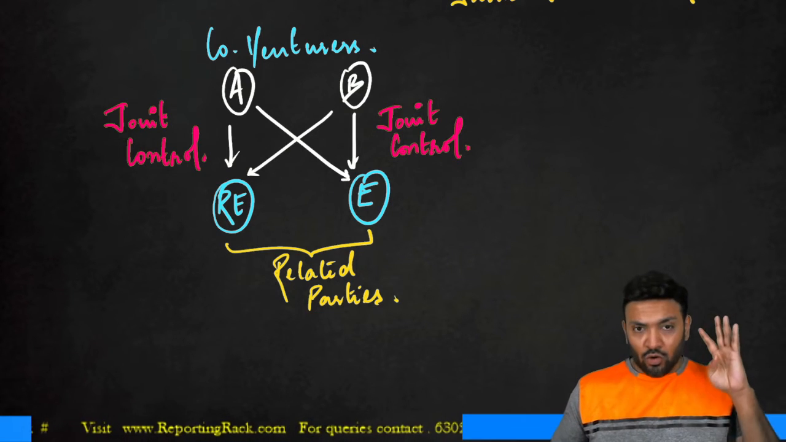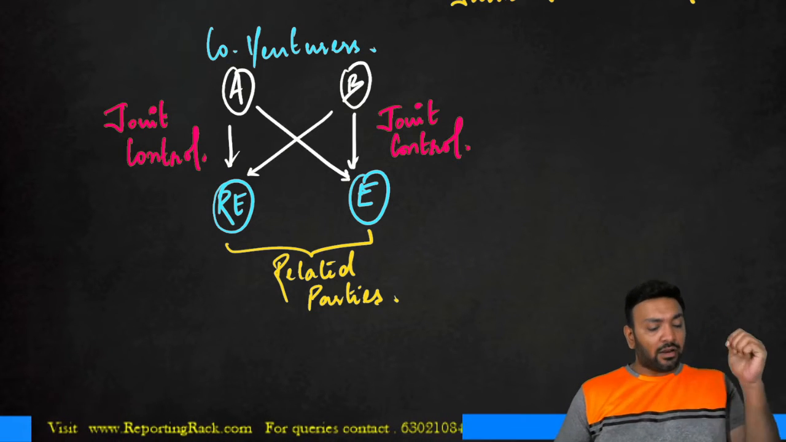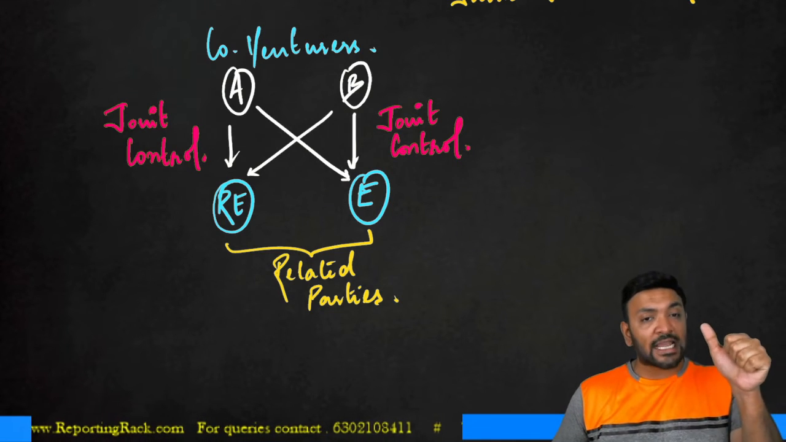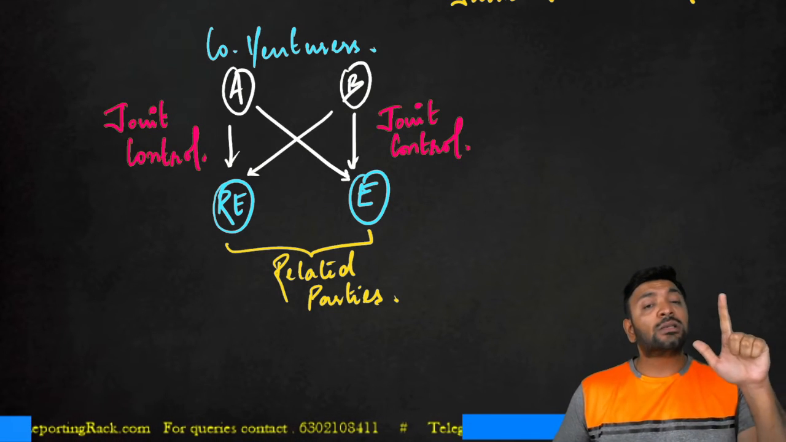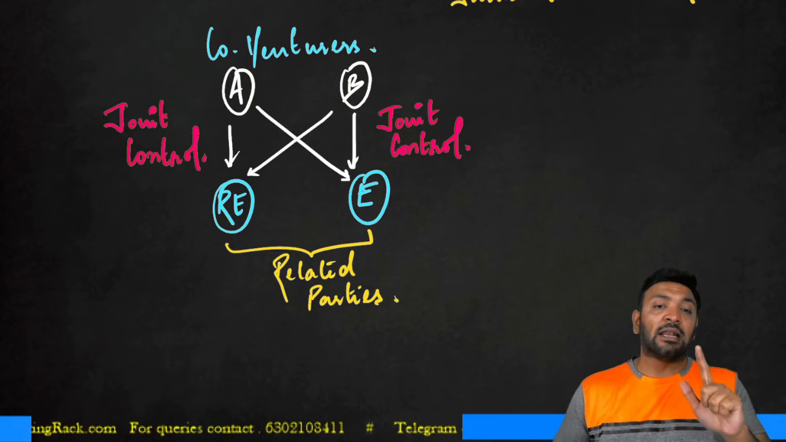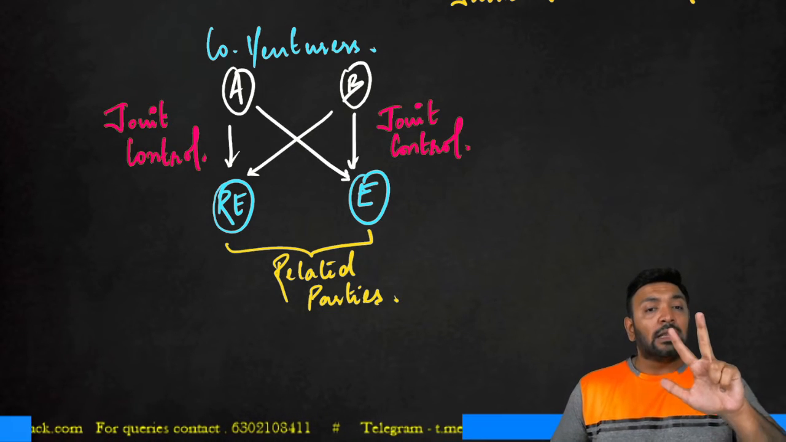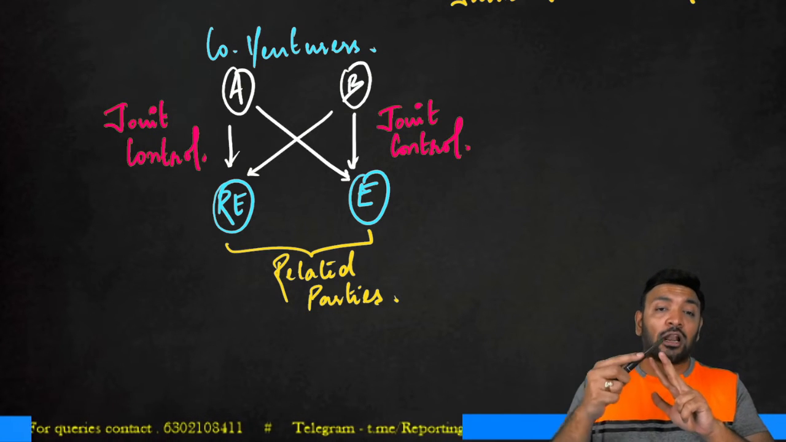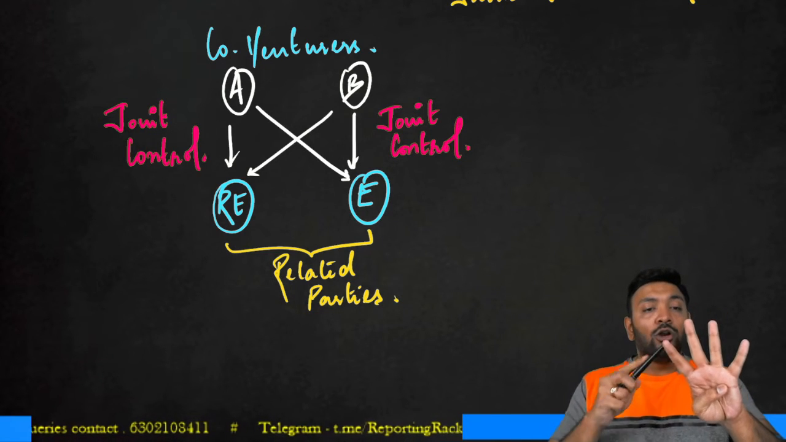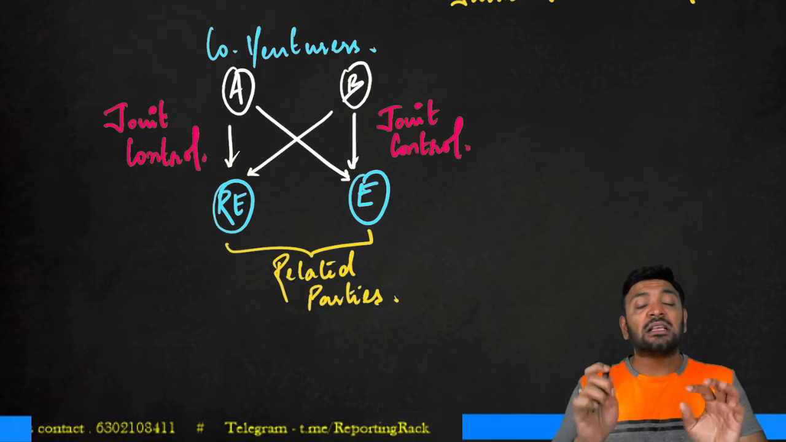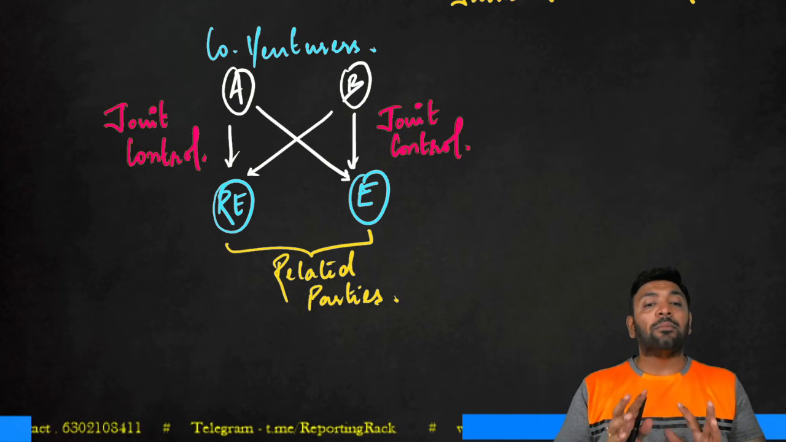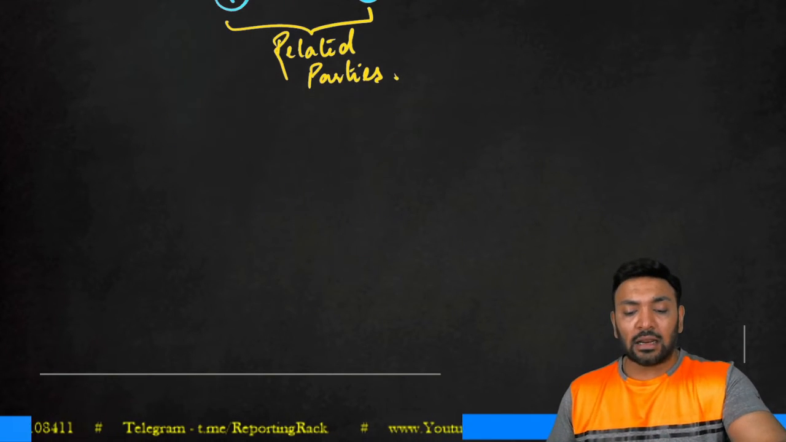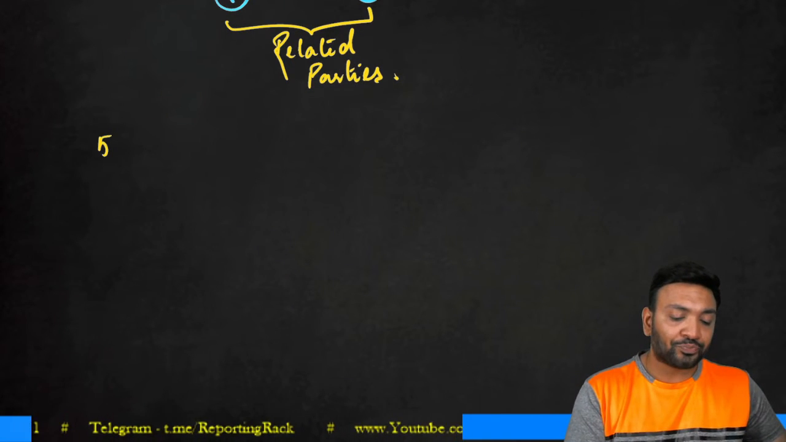Fourth part. What are the four parts that we have discussed so far? Number one, the enterprise and the reporting enterprise belong to the same group companies. Number two, associates and joint ventures of the reporting enterprise. Number three, enterprises to which the reporting enterprise itself is an associate or a joint venture. Number four, two enterprises which are under the same joint control can be called related parties. Clear? Now I'll come to the last and the fifth one.